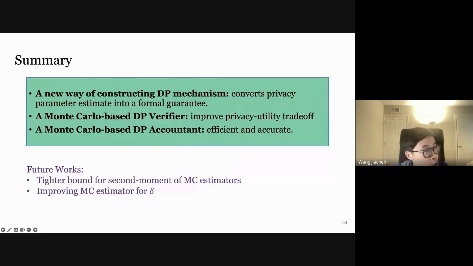So to summarize, we talked about a new DP paradigm which converts the privacy parameter estimate into a formal guarantee, and its core component is a DP verifier, which we implemented with a Monte Carlo based technique. We also proposed a new DP accountant, which is also based on the Monte Carlo technique. Some future work includes further tightening the bound for the second moment of the MC estimator. We can also potentially develop new randomized approaches for estimating the privacy parameters. So that's the end of the talk, and I'm happy to take any questions.